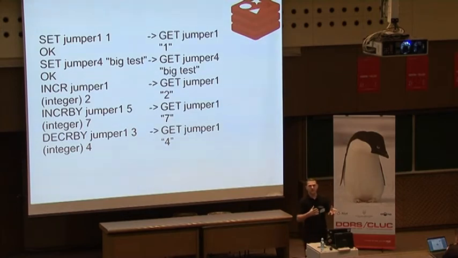Keep in mind that Redis detects the type of the variable automatically. Increase checks if this is an integer and increases it only if it is an integer. If it is a string, it will fail. You can also increase by some number, and you have decrease. You have a lot more functions, but I decided that these are enough for a starter.